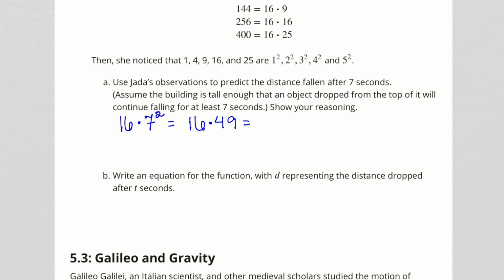Or even at all. Okay, so 16 times 7 squared, so for our 7 seconds, we'll square that. 16 times 49, because 7 squared is 49. 49 times 16 is 784, and we'll say feet. Okay, write an equation for the function with d representing the distance dropped after t seconds. So what could my equation be here?